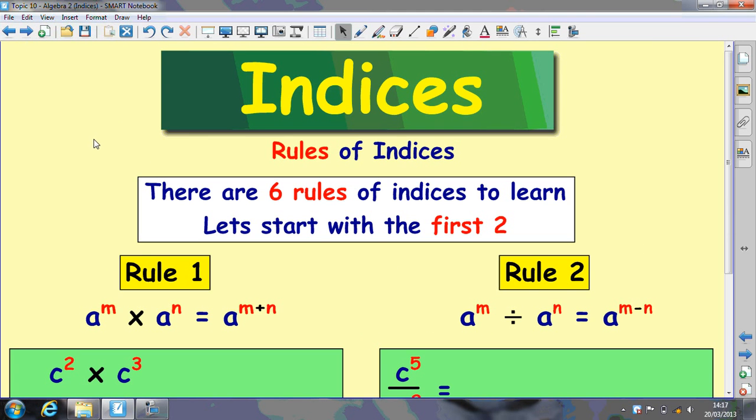Okay, now when you're dealing with indices, there are 6 rules to learn. We will go through all 6, not in this lesson. This lesson is going to concentrate on rule 1 and rule 2, the basic rules.